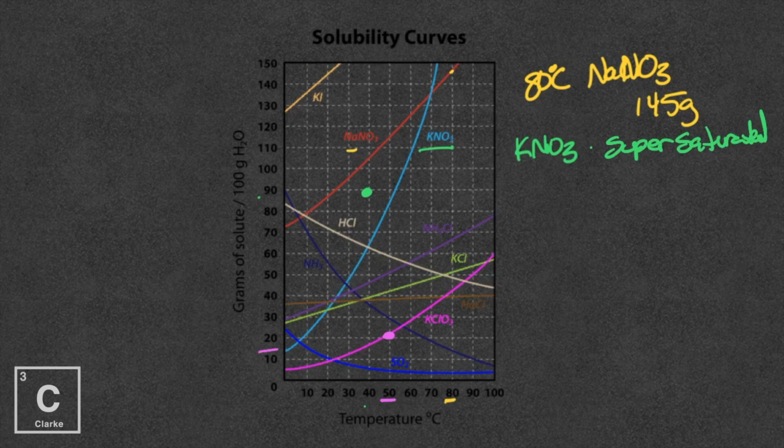Or I could even ask something like, if we start here at 50 degrees Celsius, and we could dissolve 20 grams of KClO3. Let me write that down. We've got 50 degrees and we are talking about KClO3. But let's say that I increase the temperature to 70 degrees. That would mean our data point would be here, right? There's our new data point. So at 50 degrees, when we had 20 grams of potassium chlorate, we had a saturated solution. But if we increase the temperature and do not increase the solute, what kind of solution do we have now? Well, that data point is under the line, so that would be unsaturated.